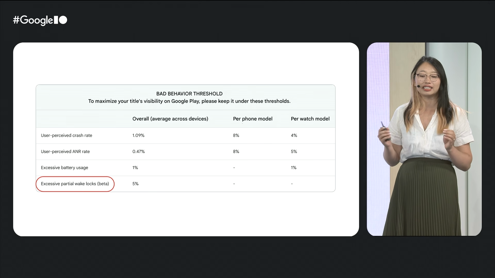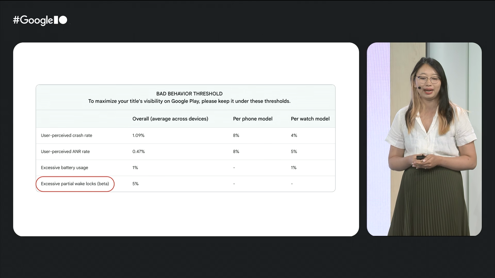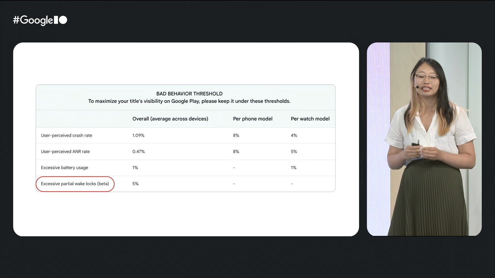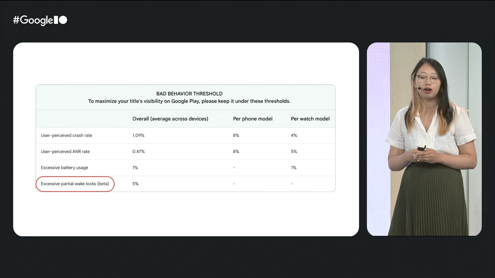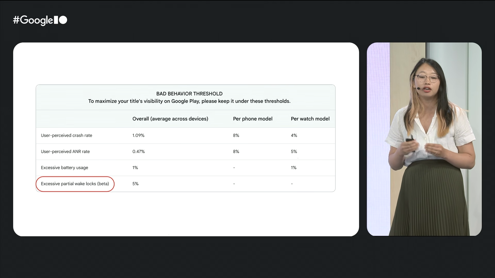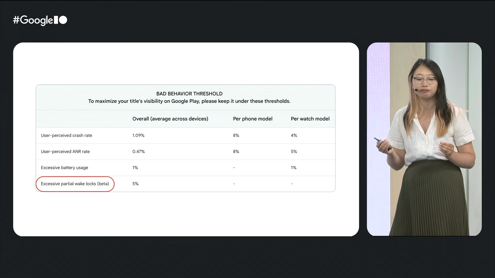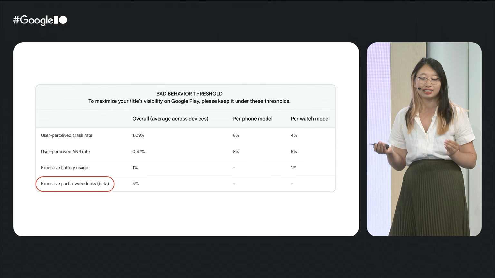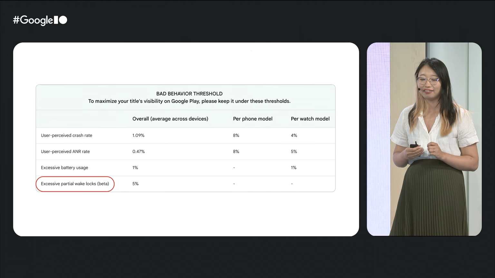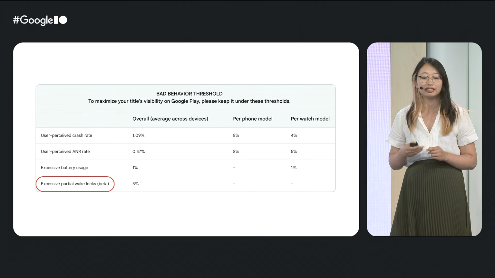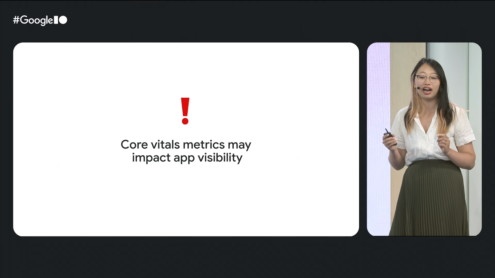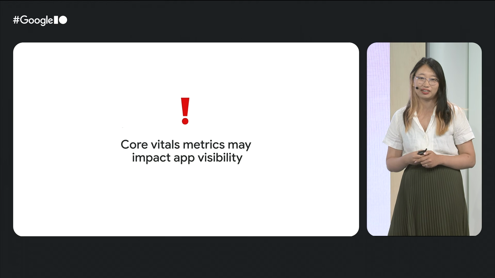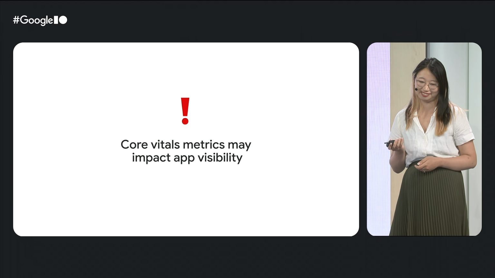We have introduced the excessive partial wake lock metric, currently in beta. In this current metric definition, Android Vitals reports that partial wake lock usage is excessive when all of the wake locks accumulated while running in the background run for 3 or more hours in a 24-hour period for more than 5% of total app sessions. I should caveat that this metric is still in beta, so the definition will evolve over time. If you exceed the threshold for either of these scenarios, you may eventually see your app visibility impacted in the Play Store. So better pay attention carefully.